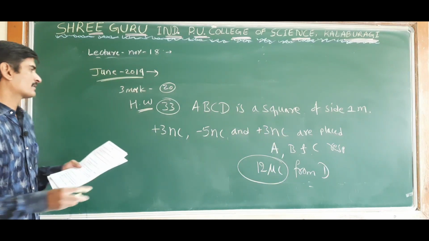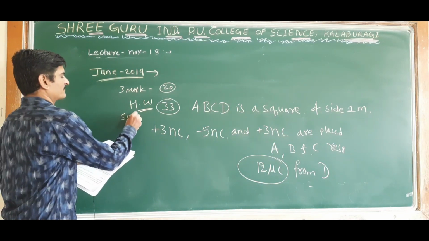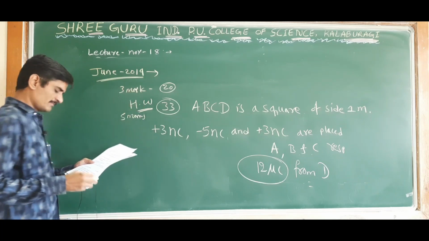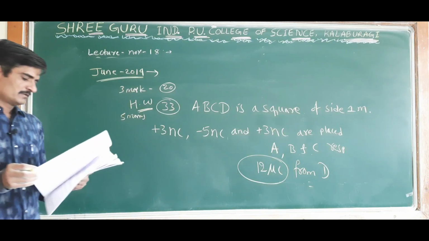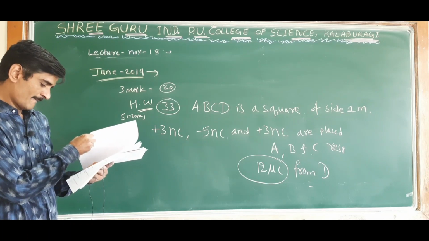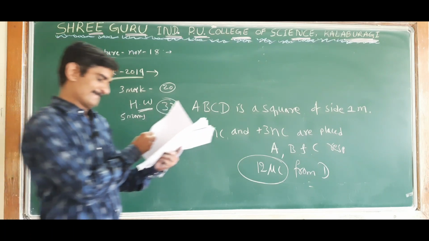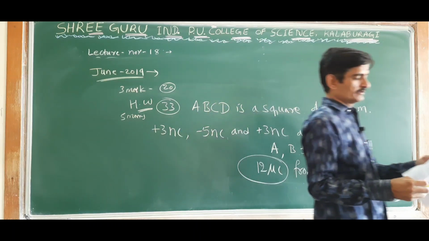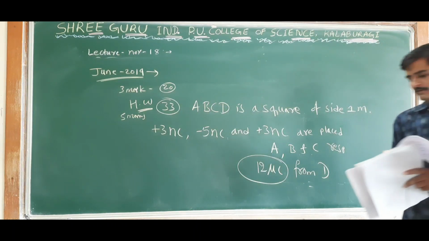Okay, this is for 5 marks, and that is for 3 marks. So total is 8 marks, I think. Okay. So this is June 2019.